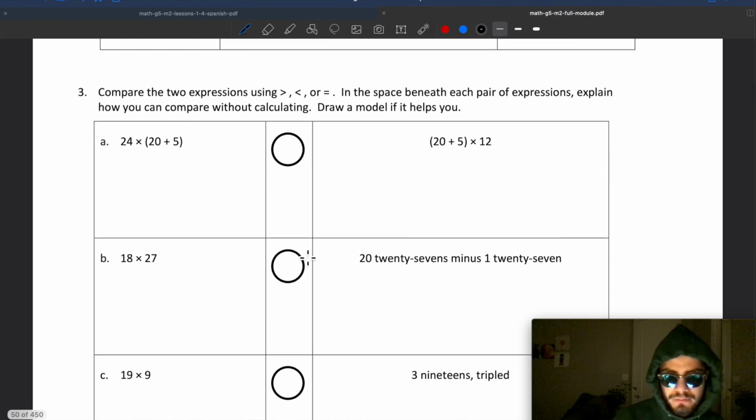Let's continue down. Here you're just comparing. You all know how to compare.